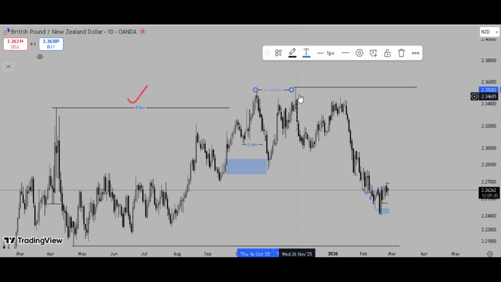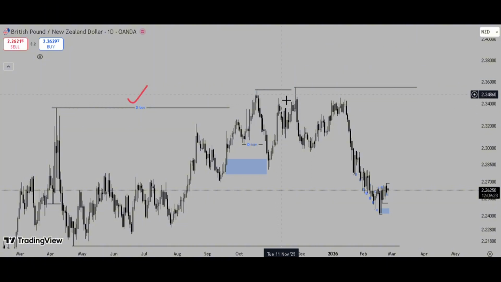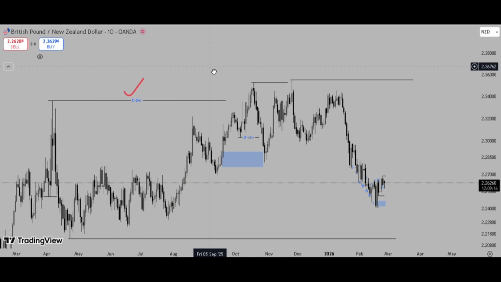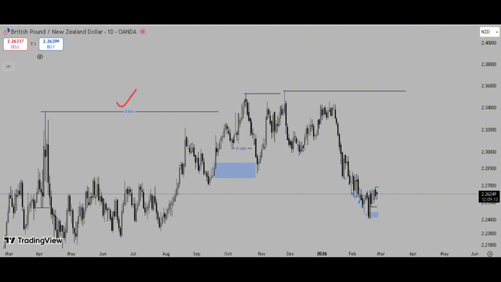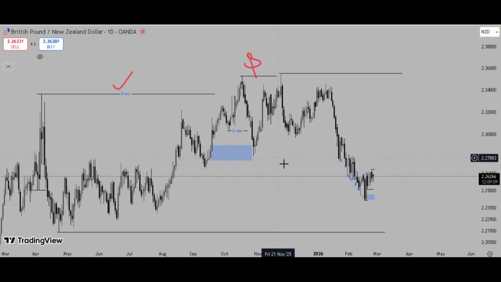Not one, maybe first attempt do not close, second attempt, third. As long as a candle closes above here, then I consider it as my break of structure. But if it doesn't, it's not a break of structure for me. I just see that the market came to this level to grab liquidity, and it's a sign for a deeper pullback.